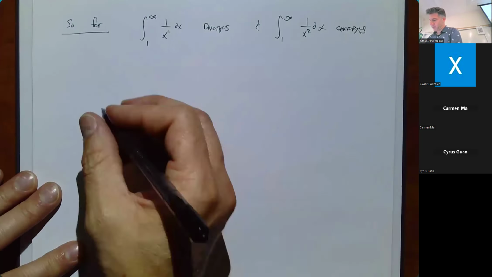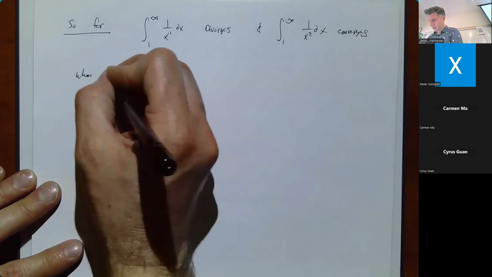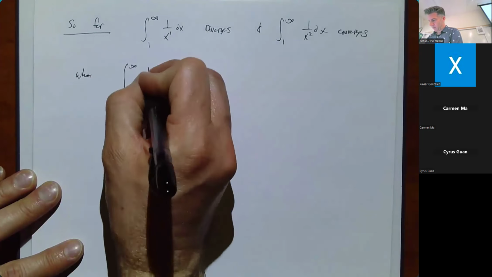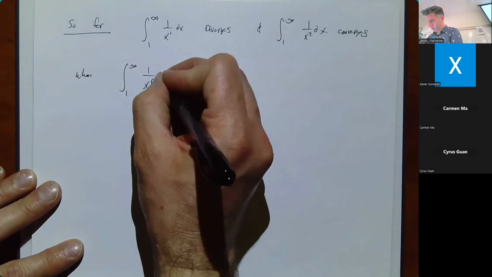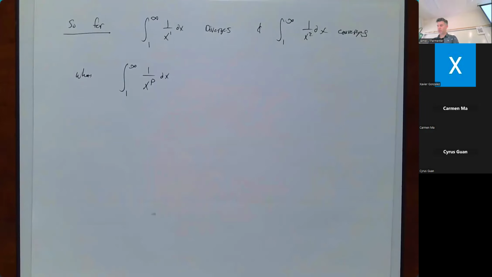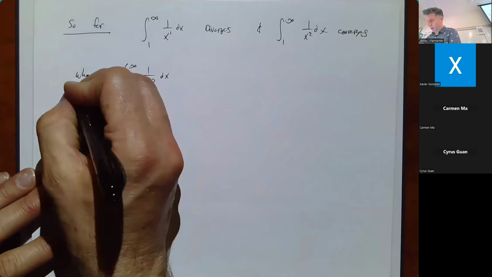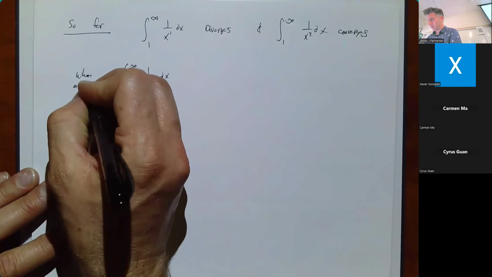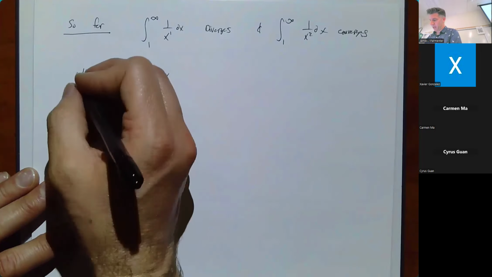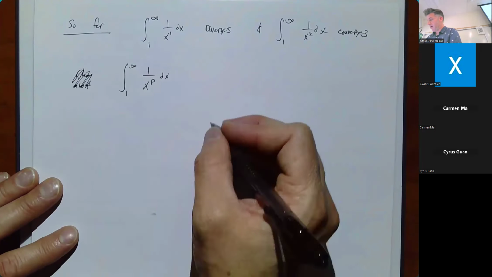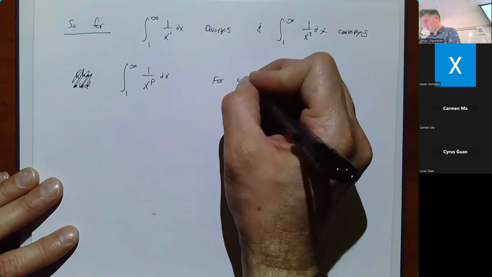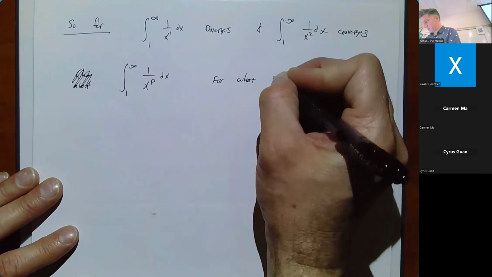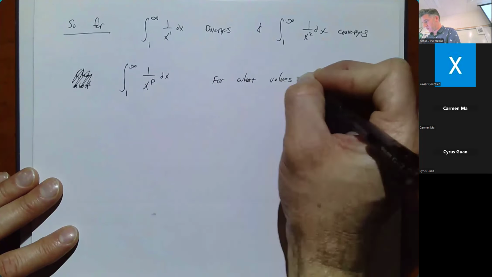What about the integral from 1 to infinity of 1 over x to any power? Or I should say, really, what about this integral? That's not really phrased well. I should really say, sorry, for what values of p does this integral converge or diverge?